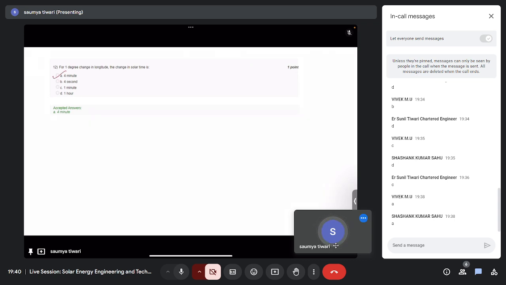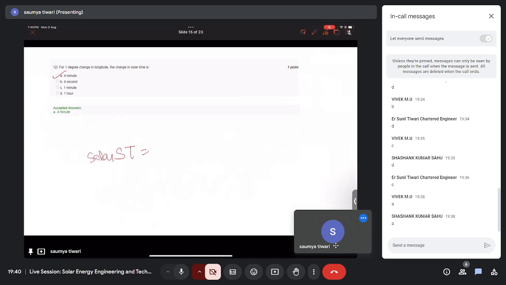So if you remember the equation to calculate the solar time, solar time equals standard time plus or minus 4 into standard longitude minus your place's longitude, whatever your place longitude is, and plus E. This parameter was incorporated considering that with each degree change in the longitude, we will add or subtract 4 minutes to it. So the correct answer for this question is 4 minutes.